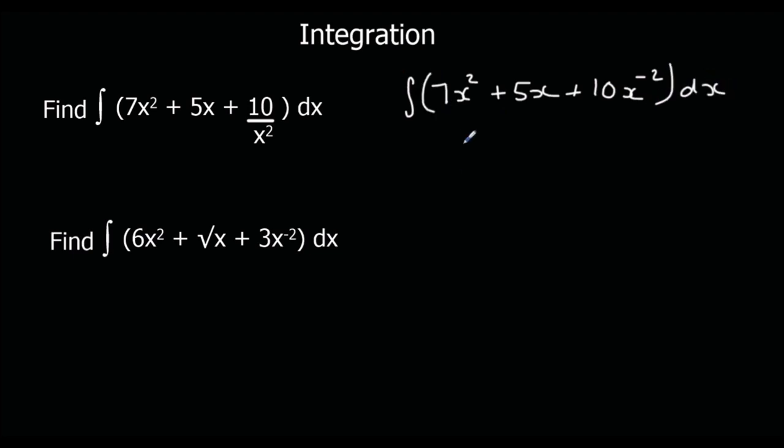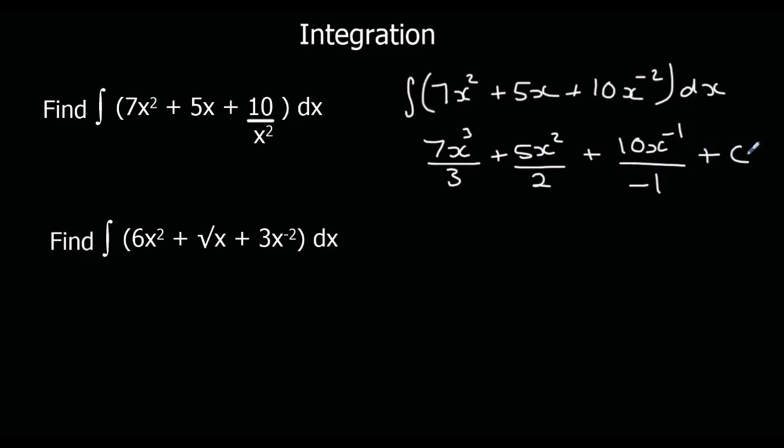So what we're going to do, simplify it first. We've done that, then we're going to follow the same process. So we're going to add 1 to the power and divide by the new power. Add 1 to the power, divide by the new power. Add 1 to the power, divide by the new power, and plus c on the end.